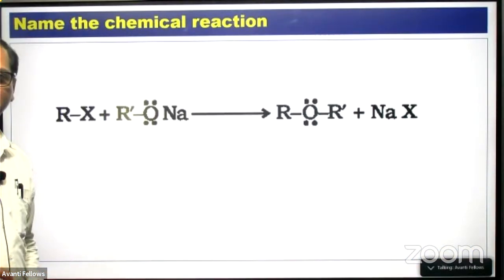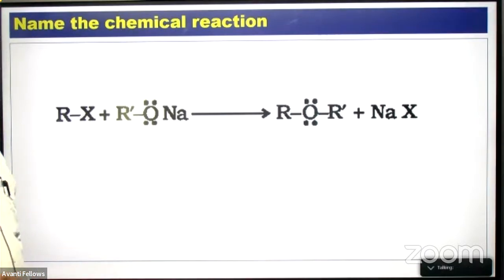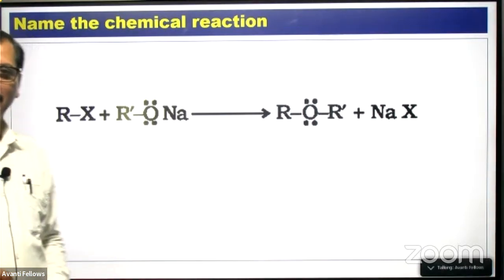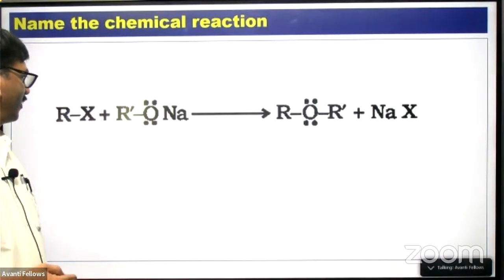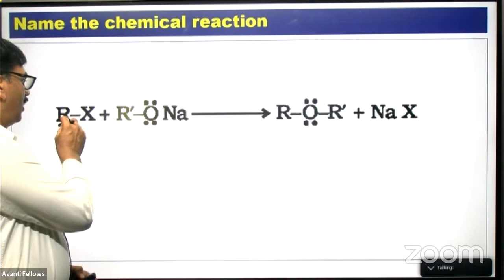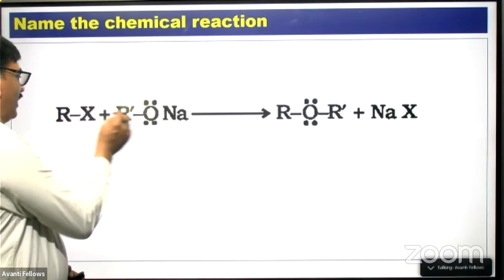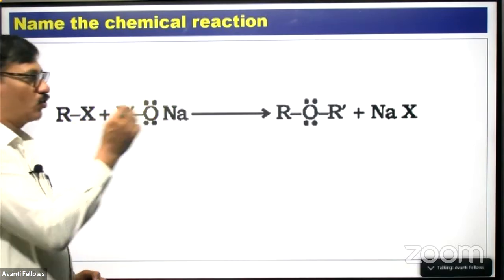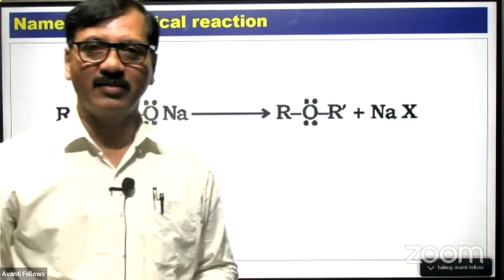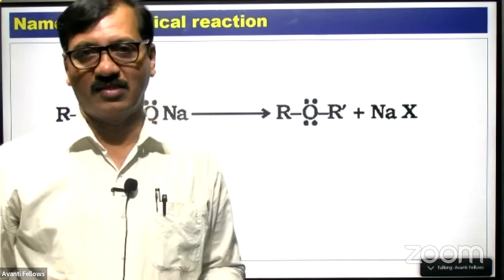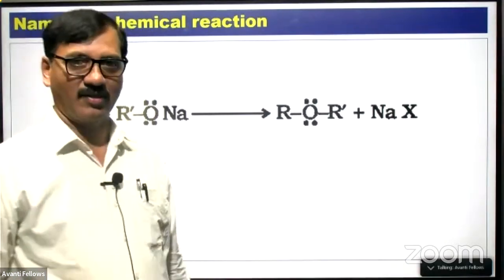Now coming to this named reaction. Which is the named reaction? This is sodium alkoxide and alkyl halide to give ether, right? As I told you, this is Williamson synthesis. This is Williamson synthesis, right?